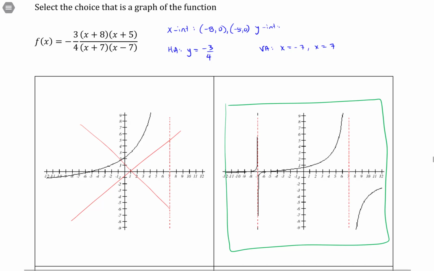But let's see if the other parts of the graph match up. Horizontal asymptote at -3/4. Well, that's kind of hard to tell, but you can see the graph here going underneath the x-axis. It's hard to see what's going on this side, but it's hard to say no. We'll accept it. X-intercepts are a little easier to determine because you can visually see that you're crossing the x-axis. So -8, I could buy that. -5, I could buy that as well. So because of the vertical asymptotes and the x-intercepts, I would say that this is the correct graph.